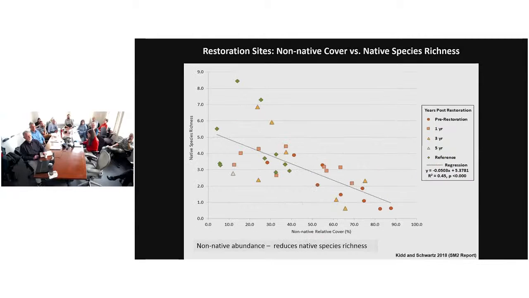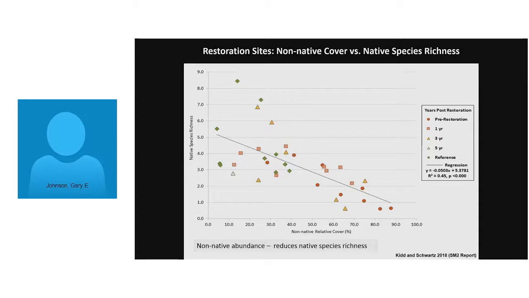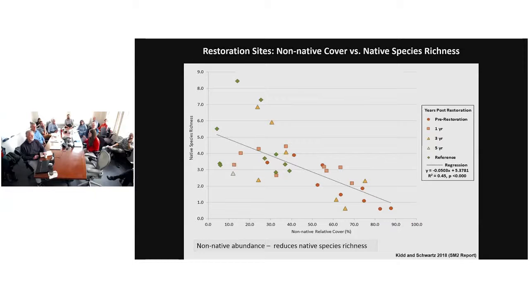and essentially reed canary grass is growing at the exclusion of natives. Now looking at this a little differently, including restoration sites, this is not just reed canary grass cover, this is non-native cover, but this non-native cover is really driven by reed canary grass. This is out of the SM2 report. What we see here is native species richness versus non-native cover. And again, a fairly strong relationship across all sites and all years of restoration and reference sites, with an increase in non-native abundance reducing native species richness. So this really gets at that impacting habitat complexity and diversity.